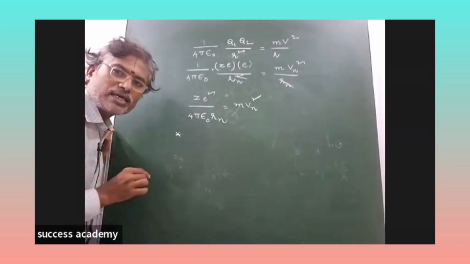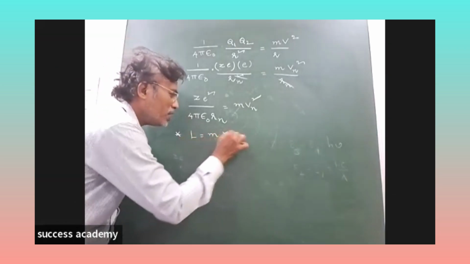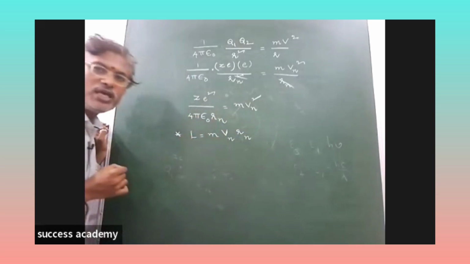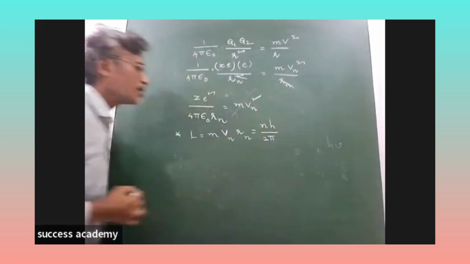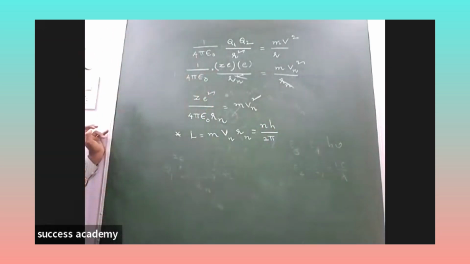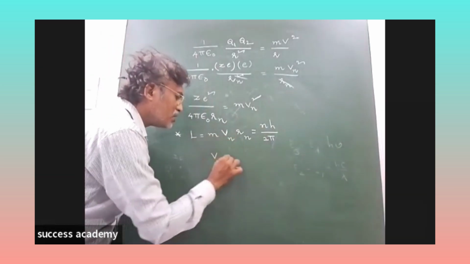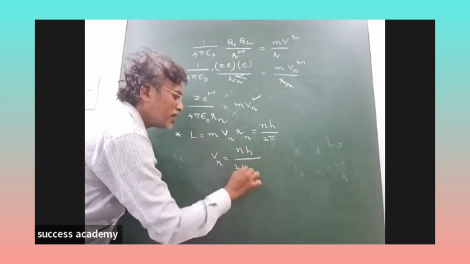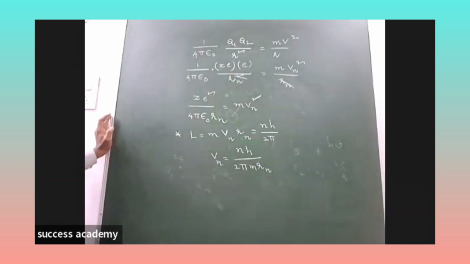Now I'm taking the concept of Bohr's second postulate. What is that? Angular momentum of the revolving electron. What's the formula? L is equal to mvr. Here I'm taking mvn rn is equal to nh by 2 pi. Got it? Now I'm taking the vn separately here. Vn equal to, by cross multiplication, nh by 2 pi m rn.